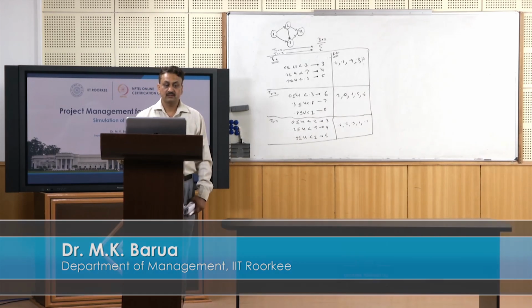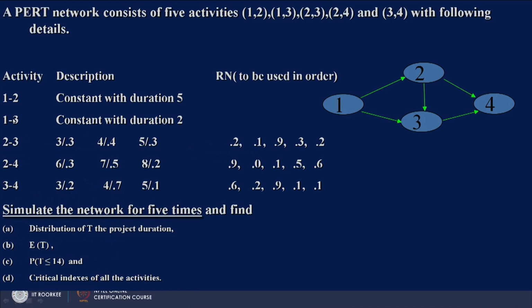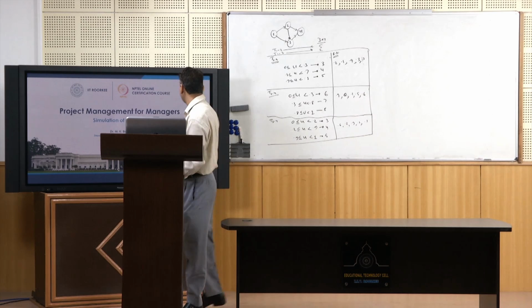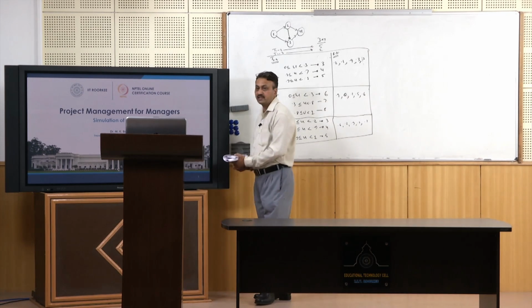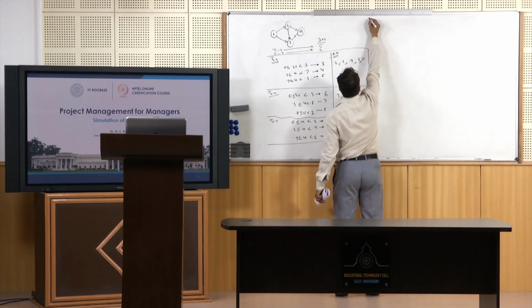We have been given these two activities, 1-2 and 1-3, having fixed duration. As far as 2-3, 2-4 and 3-4 are concerned, we have been given their time durations along with probabilities, and the random numbers to be used for these 3 activities are these. So, let us start simulating this network. Since we have to simulate it 5 times, first of all, let us go for the first simulation run.